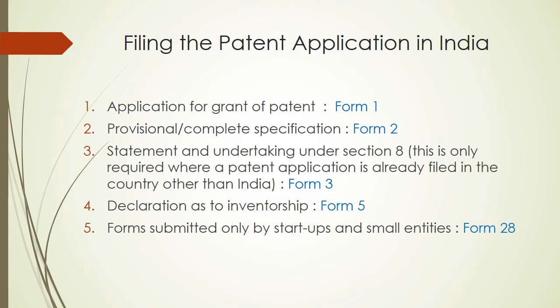Filing the patent application in India. First, application for grant of patent. So there are different forms. These 5 forms are very important. Second, provisional or complete specification, form number 2. Then form number 3, which is the statement and undertaking under section 8. Declaration as to inventorship, form number 5. Form submitted only by startups and small entities, form number 28.